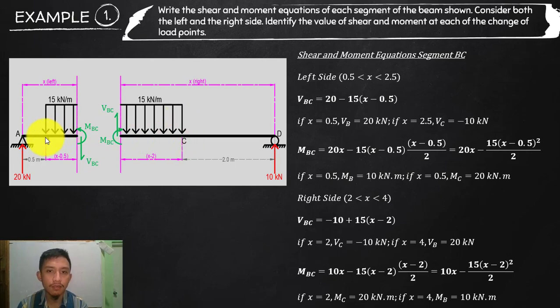So at B, what will be my shear? By the way, your equation is good only for values of x from 0.5 to 2.5, since again that is our limit for establishing B to C. Okay, so if I want to get the shear at B, then what is the distance? That is exactly 0.5. So if x is 0.5, your shear at B is 20.